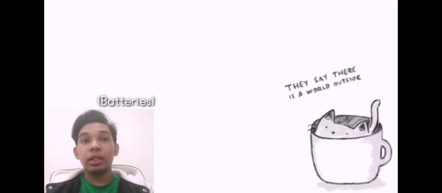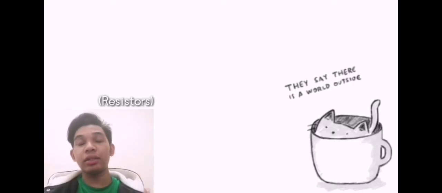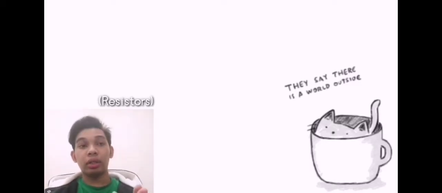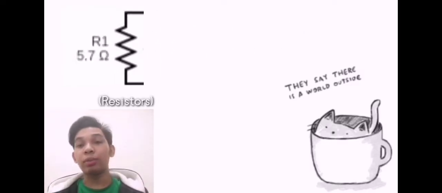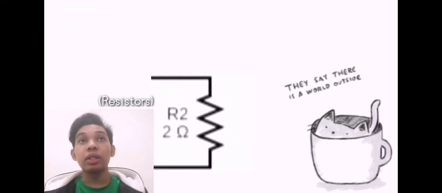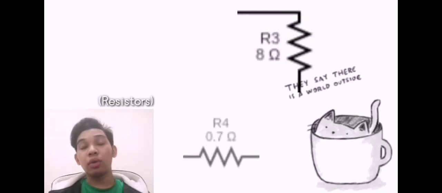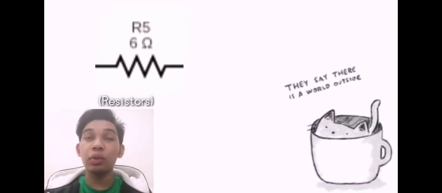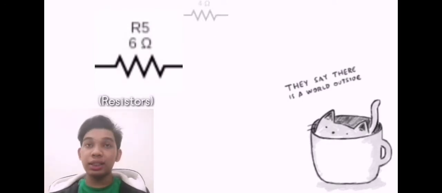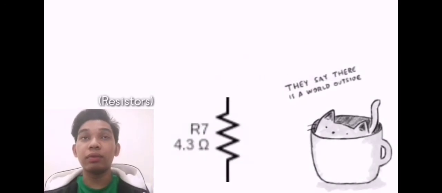Next we have 7 resistors with different resistance each. We named each resistor corresponding to its number. So R1 starting with 5.7 ohm, R2 with 2 ohm, then R3 with 8 ohm, R4 with 0.7 ohm. Next we have R5 with 6 ohm, then R6 with 4 ohm, and last but not least R7 with 4.3 ohm.